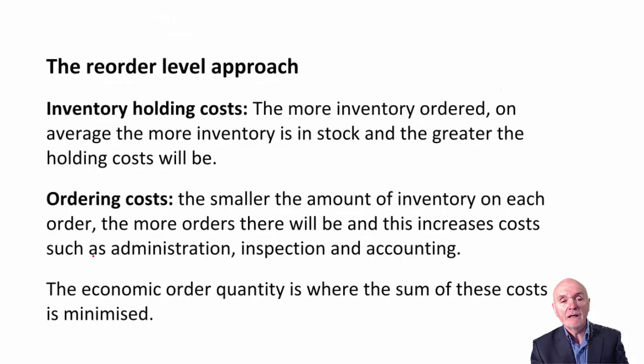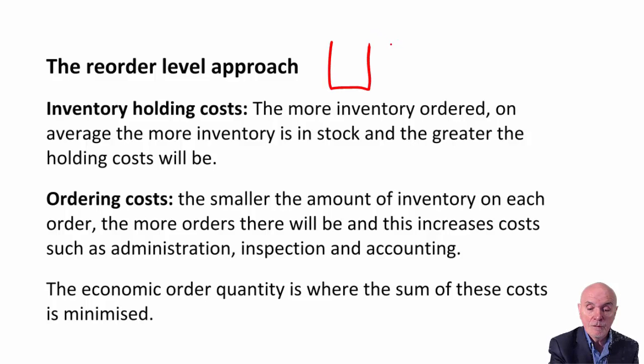How do we order stock? Basically, there are two ways. First of all, there is the reorder level approach. What you have in the reorder level approach is easy to see in what sometimes people call a two-bin method. They have the stock in two bins.